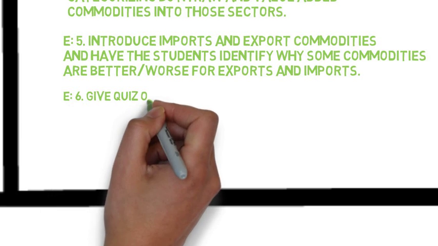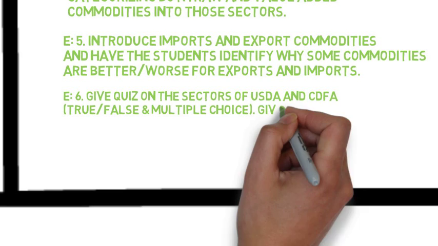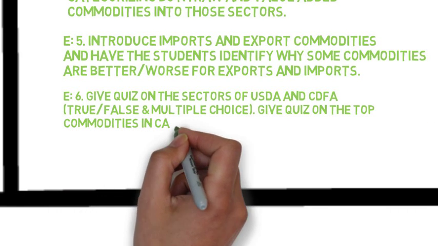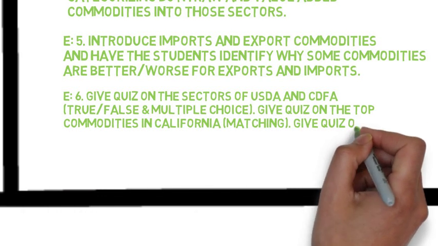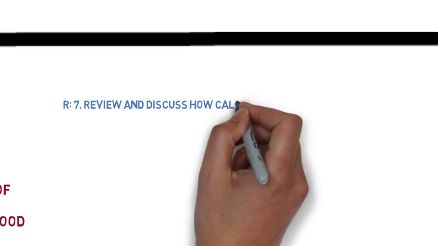6. Give a quiz on the sectors of USDA and CDFA. True, false, and multiple choice. Give a quiz on the top commodities in California. Matching. Give a quiz on impacts of exports and imports and how it affects agriculture in California.